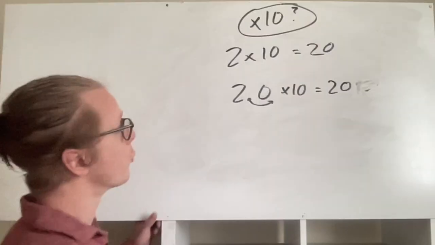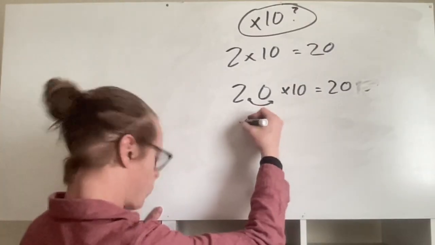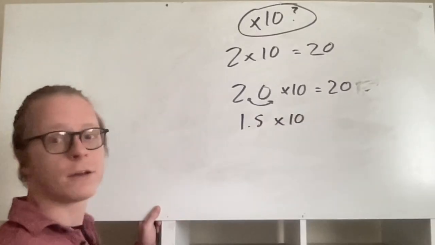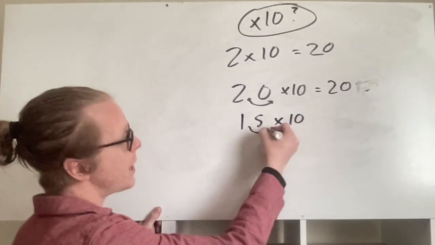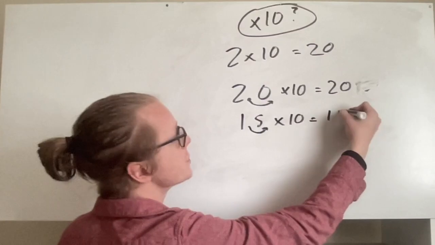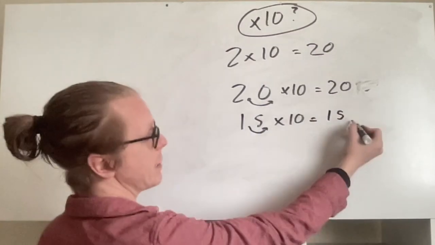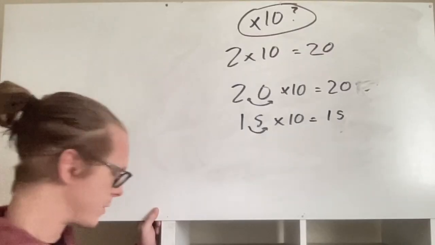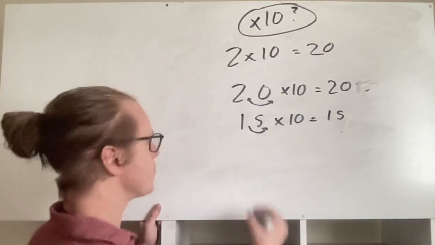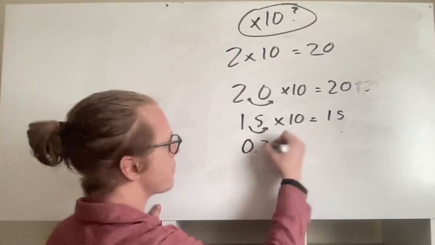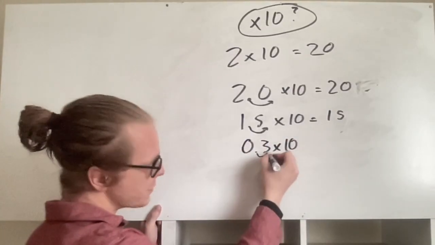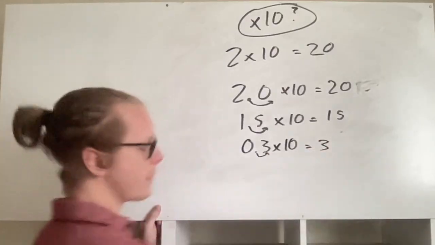Let's look at a few more examples, right? What would happen to 1.5 when I multiply it by 10? Well, I move the decimal 1 spot to the right, so now it becomes 15, right? Remember, the decimal point would be right here. We don't have to show it if it's a whole number. Let's do a few more examples. What happens to 0.3 when I multiply it by 10? Well, move it 1 spot over, so it becomes 3.